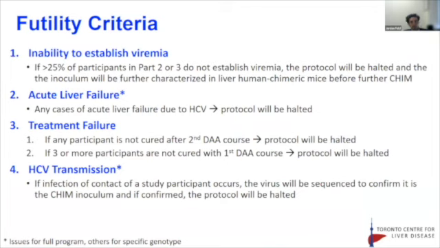Now, we have to be thoughtful about this CHIM process, and certainly if it's not working, we should stop. And we have thought about some futility criteria. If we can't establish viremia reliably, this is a problem. We don't want to expose participants if it's not working. If we have any cases of people developing acute liver failure, this has got to be a reason to stop. Treatment failure is a concern, but I think treatment failure is particularly a concern if someone doesn't respond to a second DAA course. If lots of people are failing with the first DAA course, that's a big concern, but if anyone fails a second DAA course, we need to be very thoughtful and stop. And then, of course, if we see transmission of the CHIM inoculum to non-study participants, then that's really a problem and we need to stop the study.